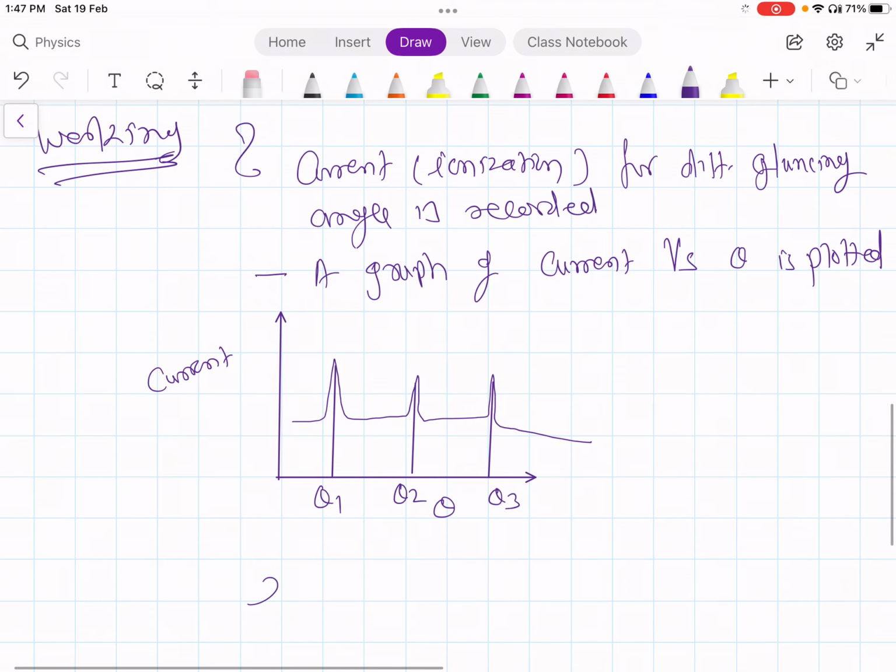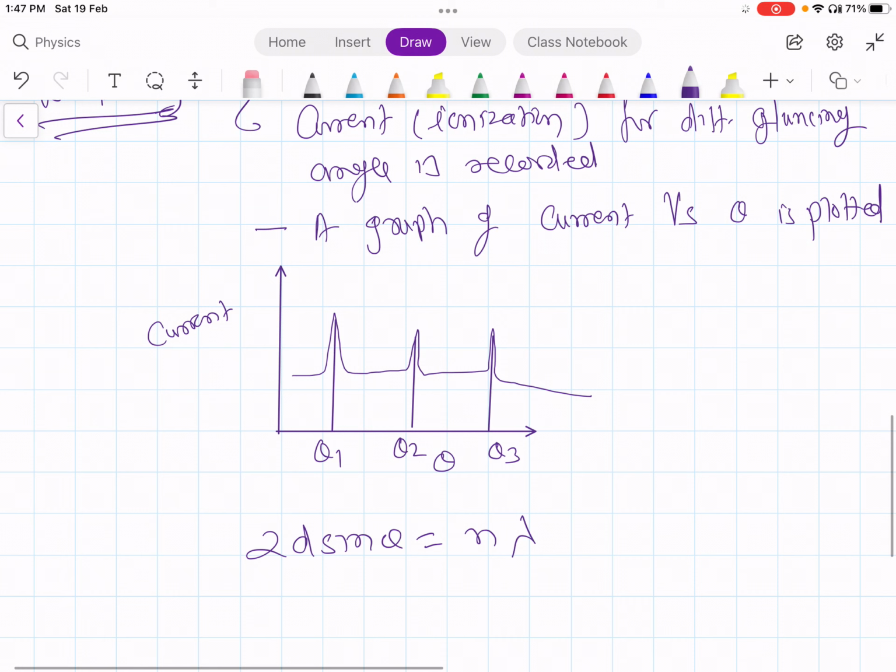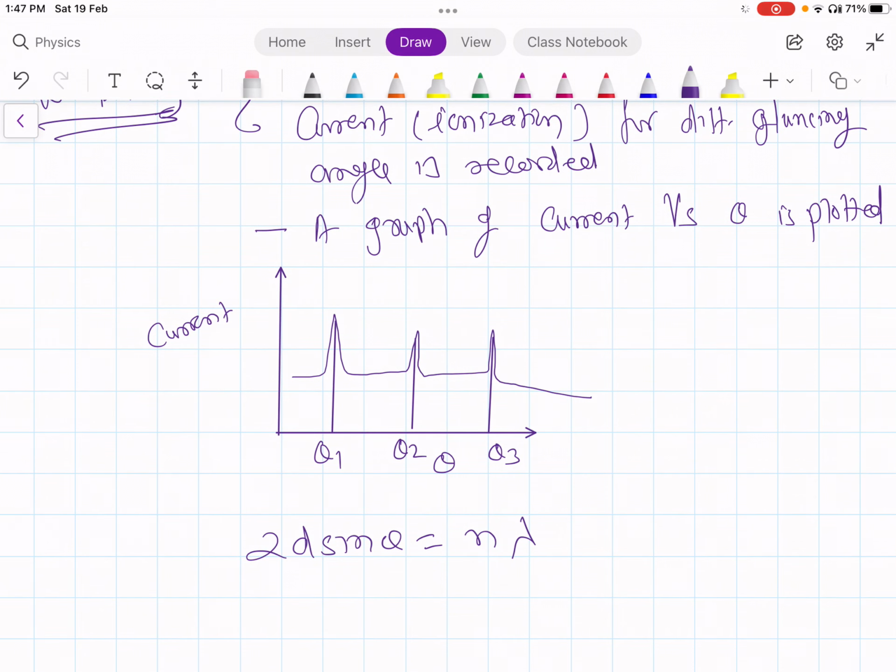So what is Bragg's law? 2d sin theta equals n lambda. Using this experiment, we can find the theta at which we get the peak, that is the constructive interference. And if the wavelength is known and theta is measured on the spectrometer, then we can find the interplanar spacing. Once you know the interplanar spacing, we can find the Miller indices of that plane.